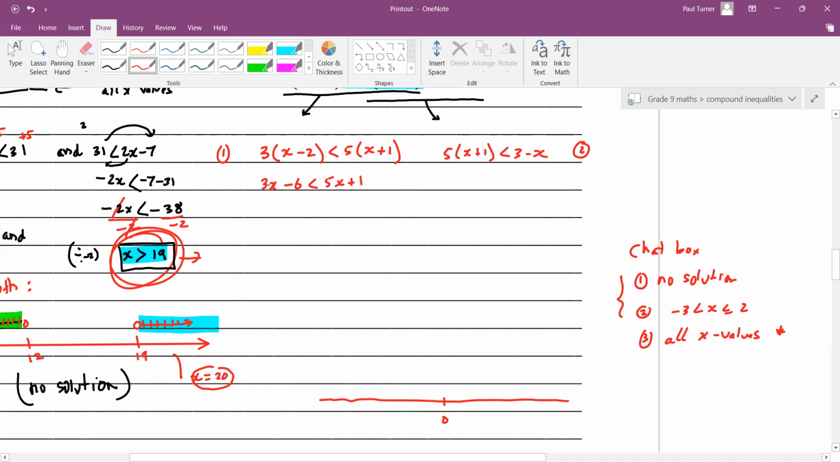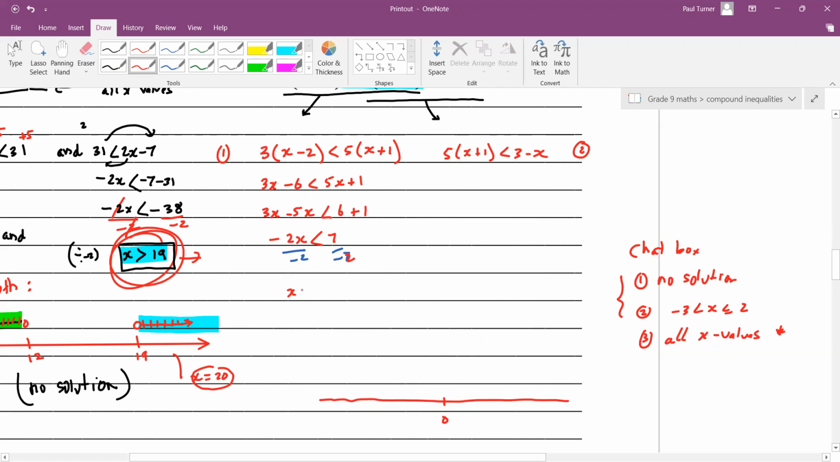So let's rearrange. 3x, bring your 5x over to make it 5x. Bring your negative 6 over to make it positive 6 and add your 1. So 3x minus 5x is negative 2x, less than 6 plus 1 is 7. Now you need to divide by negative 2, and you remember what to do there. We're dividing by a negative number, so swap your sign around.